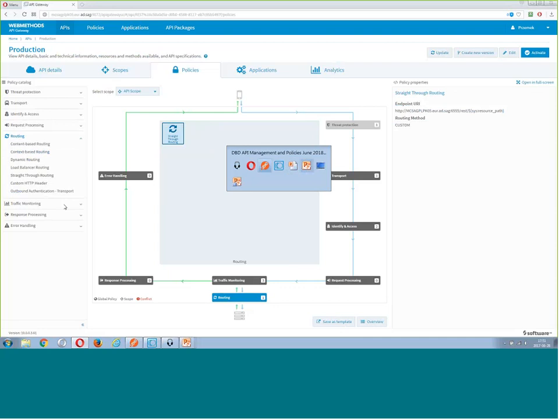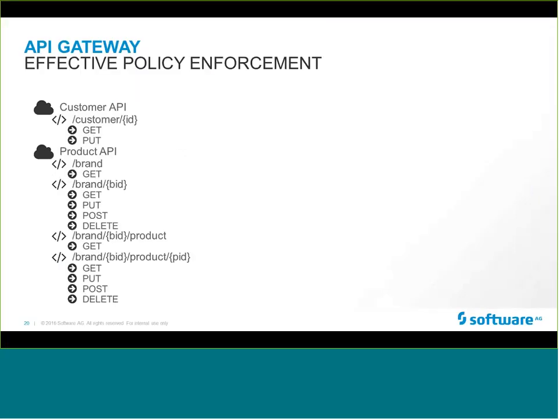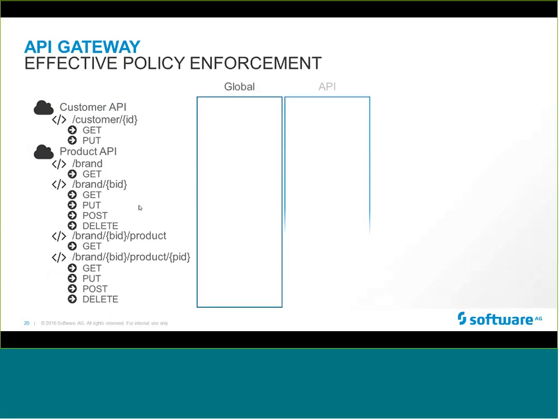Here is just a slide to summarize what's happening and how the gateway is computing the effective policies that will be enforced on a particular call. So on the left-hand side here, I'm just having two sample APIs, the customer API and the product API, with some resources in it that will be responding to some specific HTTP methods. So you've seen that we might have global policies, API policies, and scope level policies, right?